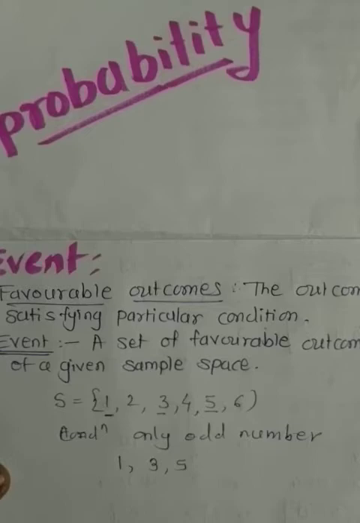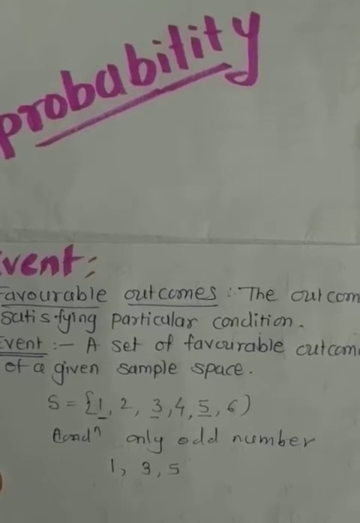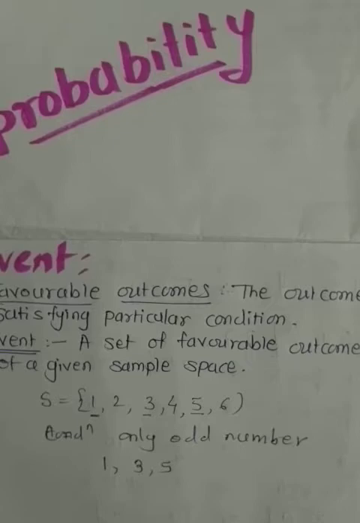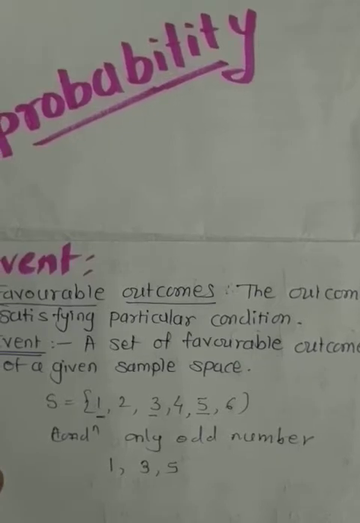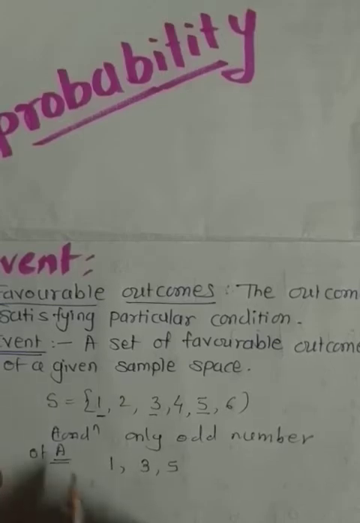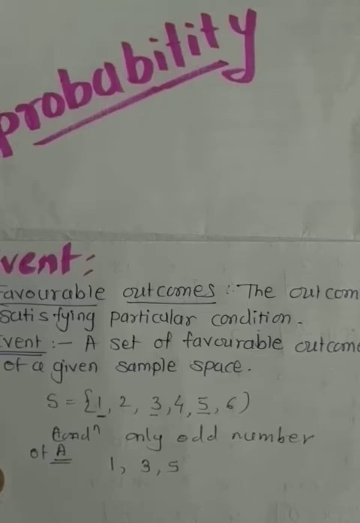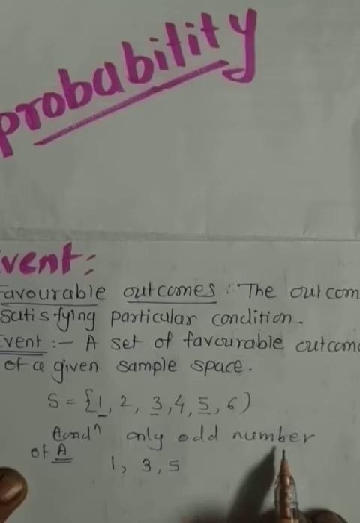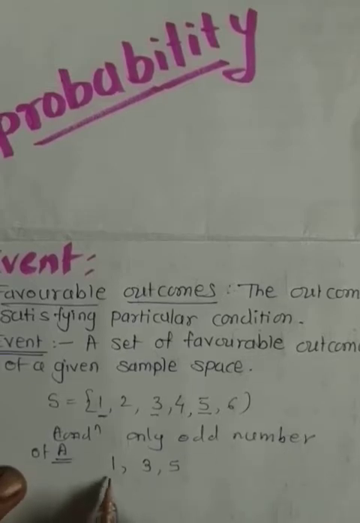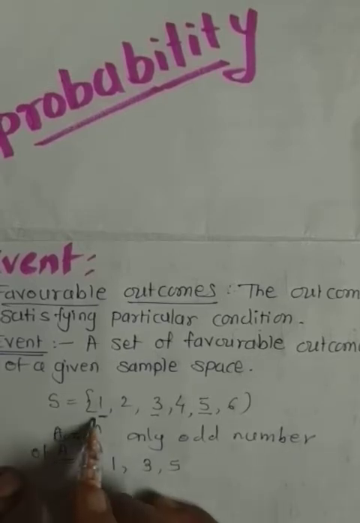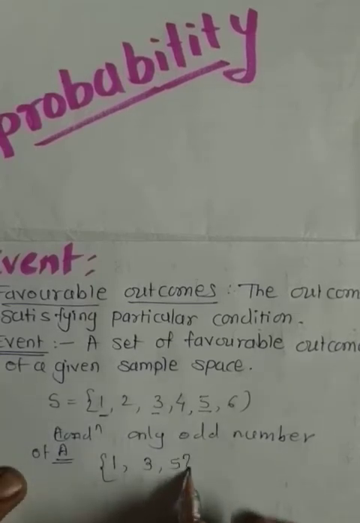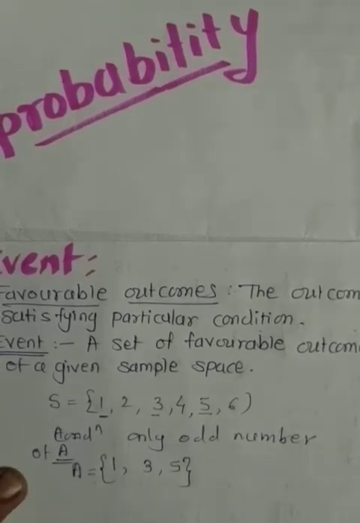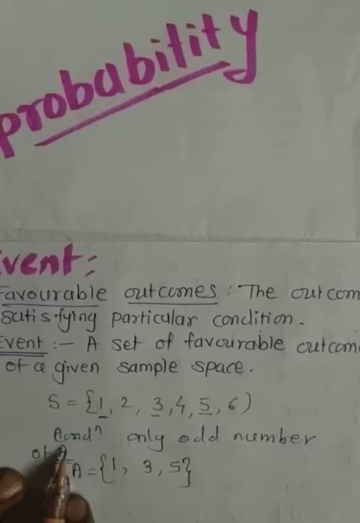And now event: a set of favorable outcomes of a given sample space is called an event. Here the condition for event A, suppose always events are denoted by capital alphabets. Suppose this event A condition is given as only odd numbers. Then we already know the odd numbers 1, 3, 5 from this sample space, and this set is denoted by letter A, which is used for event.